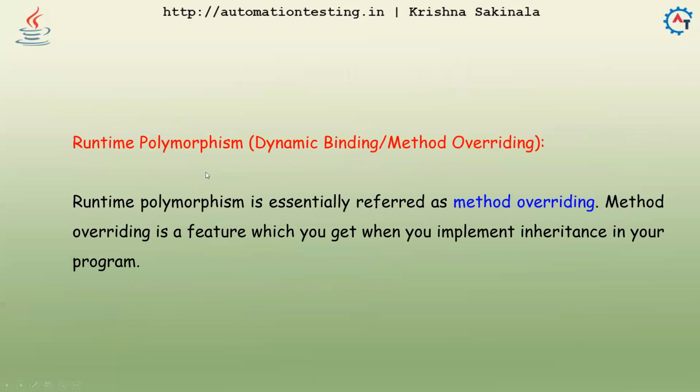So what is runtime polymorphism? Runtime polymorphism is essentially referred to as method overriding. Method overriding is a feature which you get when you implement inheritance in your program. The method overriding you will get when you have inheritance implemented. In our next videos, we will discuss method overloading and method overriding separately, exclusively on those things. Here we have seen only the theory part of polymorphism.